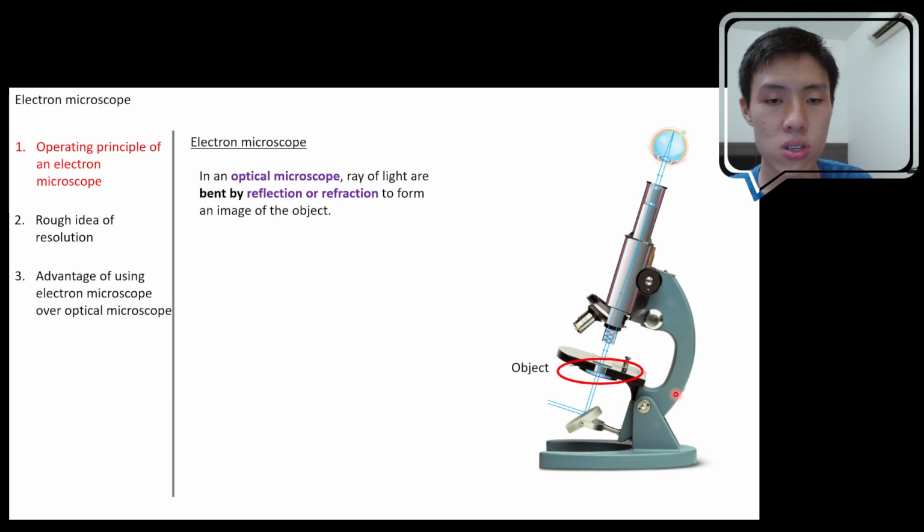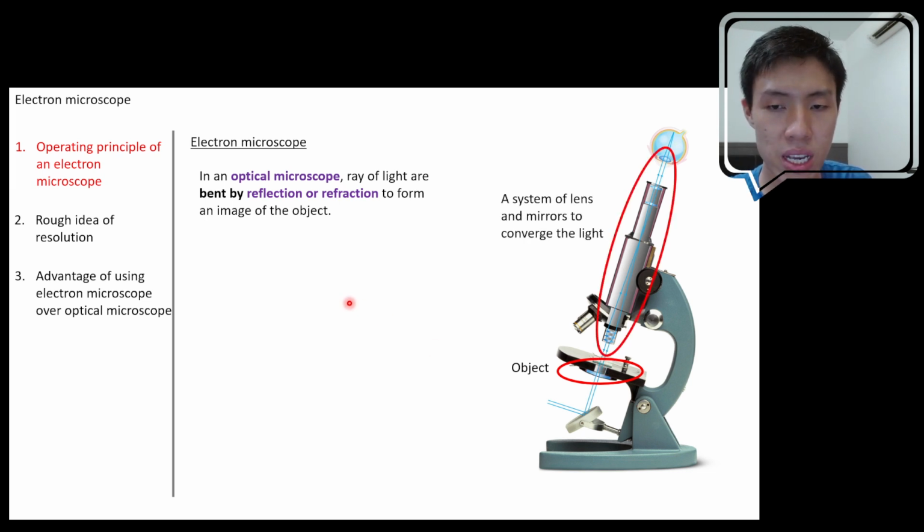What happens is you place your object or your specimen on this stage over here. You bring in light from the surroundings through this mirror and reflect it towards the specimen. So the light from the surroundings will pass through the specimen. Then afterwards, you use a system of lenses and mirrors to converge the light, so that after the light passes through the specimen, it is directed in certain ways so that the light rays can fall onto the retina of our eyes.